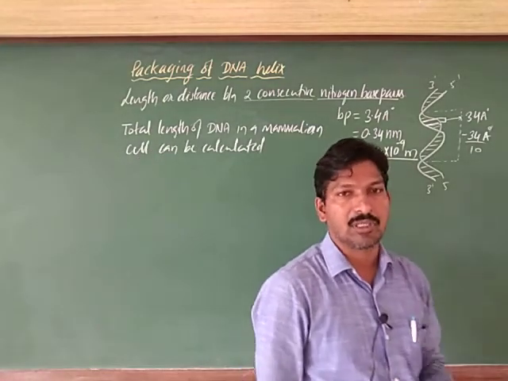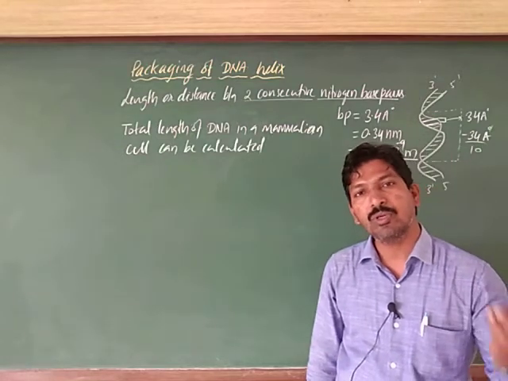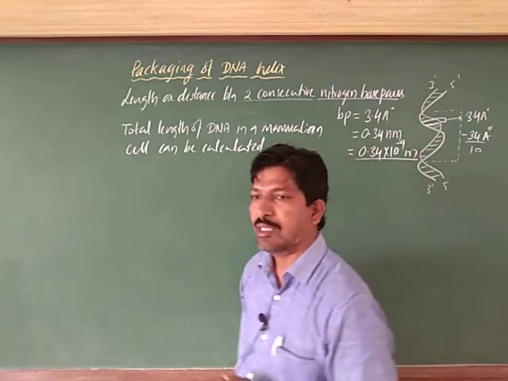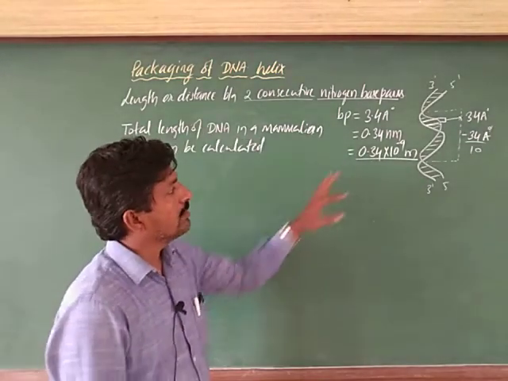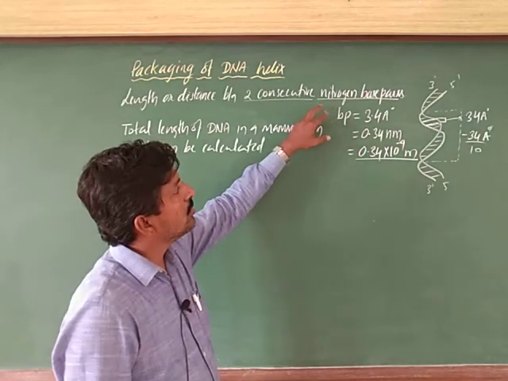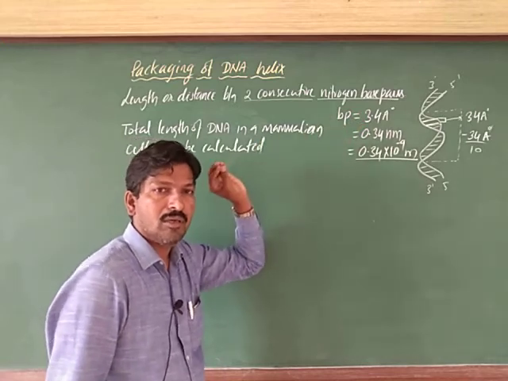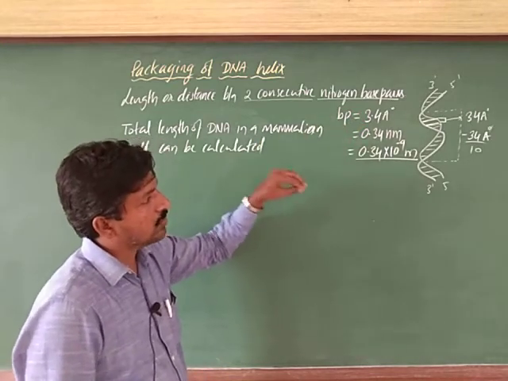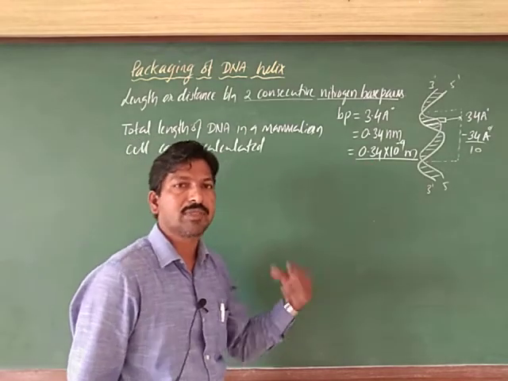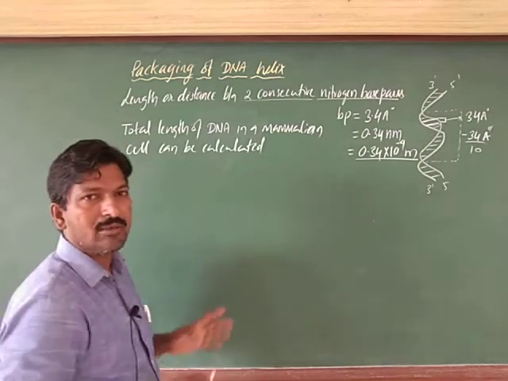In a question, they may give you the number of base pairs, or they may give you the total length only. So we can calculate whichever one of these three data is missing: the distance between two consecutive nitrogen base pairs, the number of base pairs, or the total length. Let us see later. How will it be calculated? One simple formula we can make here.